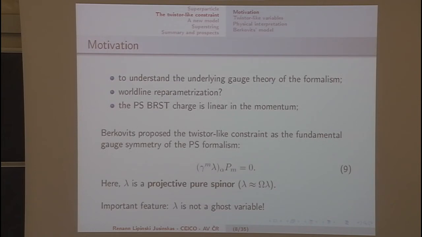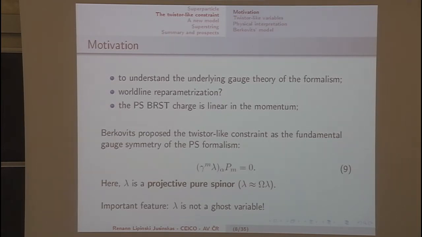So in this direction, Nathan proposed this twistor-like constraint here, right? So the idea is to try to understand what's the gauge symmetry that leads to that very specific BRST charge, and to understand other more fundamental things. For example, what's the worldline representation, or in the case of the worldsheet, where is the worldsheet metric? How do you fix it, and things like that. And one of the simple observations is that the pure spinor BRST charge is linear in the momentum, like this P_m. And usually the generators of reparametrization are quadratic.